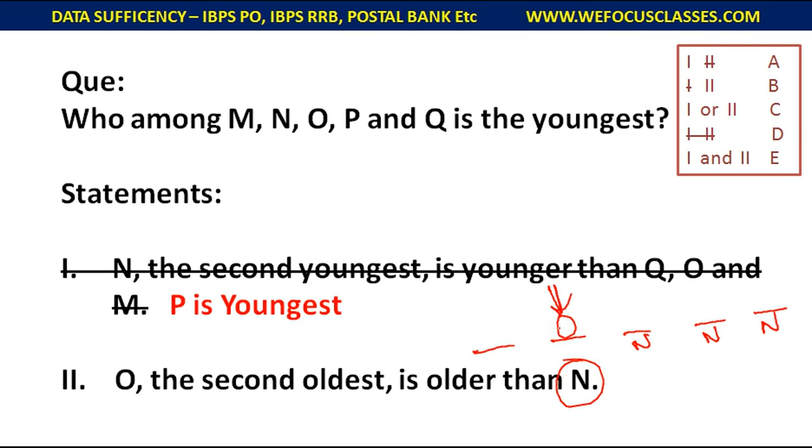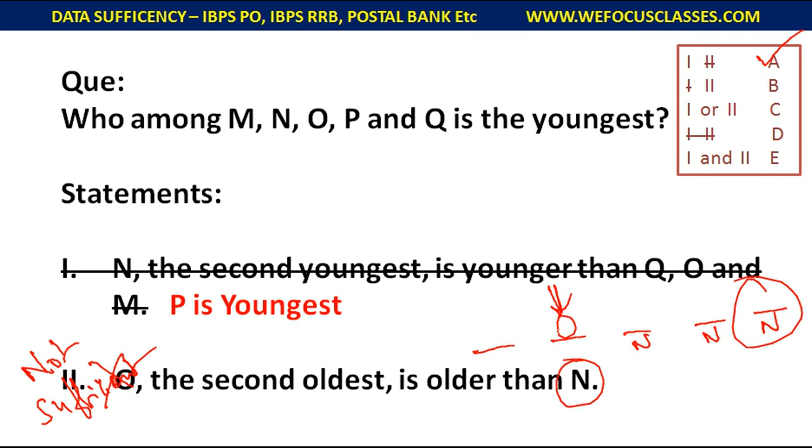So only one position is fixed. We don't know anything about the other 4. So we can't say who is this person. So we can't answer the question by using the second statement. It means the second statement is not sufficient to answer the question. So only the first statement is enough to answer the question. So our option is A, friends. This is how we solve the problem.